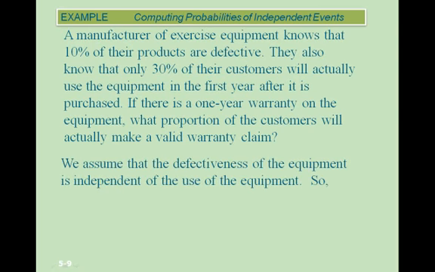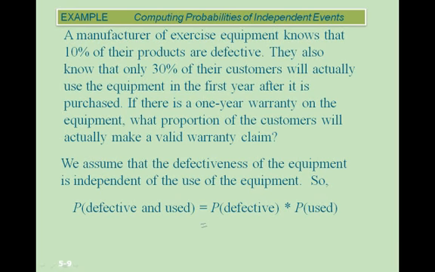So first we assume that the defectiveness of the equipment is independent of the use of the equipment. So then we have that the probability that it's defective and used will be the multiplication of the probability that it's defective by the probability that it's used. So the probability it's defective is 10%, or 0.10. And we'll multiply that then by the probability that it's used, which is 30%, or 0.30. And we'll get a value of 0.03.